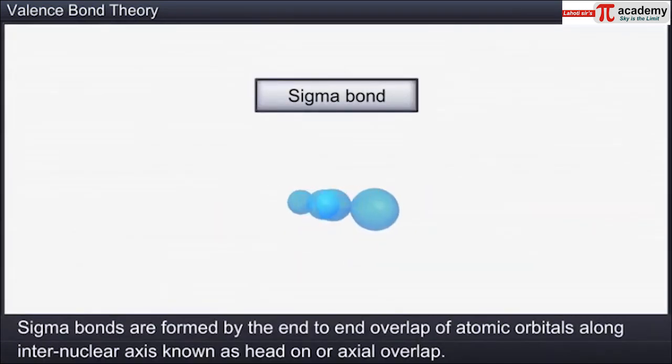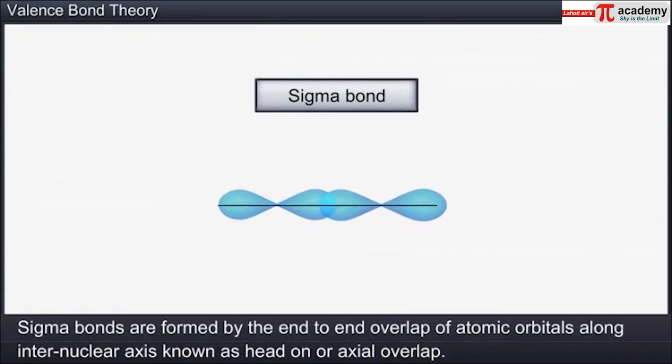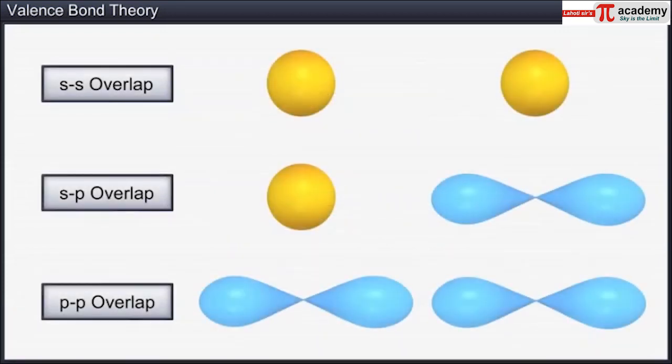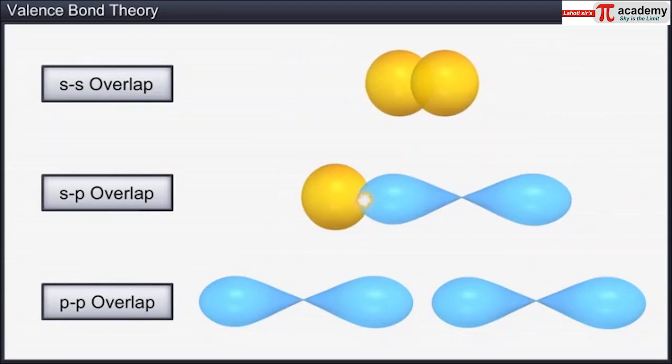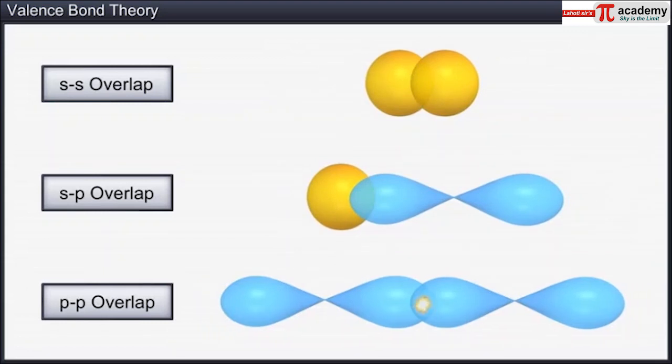Sigma bonds are formed by the end-to-end overlap of atomic orbitals along the internuclear axis, known as a head-on or axial overlap. There are three types of head-on overlaps that form sigma bonds. They are SS overlap, SP overlap, and PP overlap.